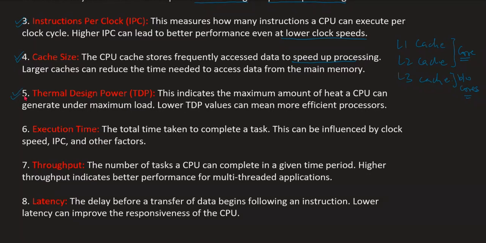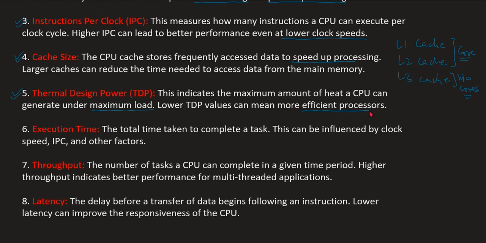Next one is thermal design power. You can consider it as the one that indicates the maximum amount of heat a CPU can generate under maximum load. If a CPU is working at its maximum load, what maximum power dissipation will be done in the form of heat, that will be given by the thermal design power. So a lower TDP value can mean a more efficient processor.